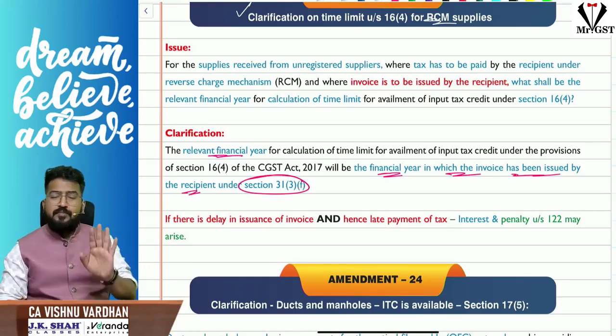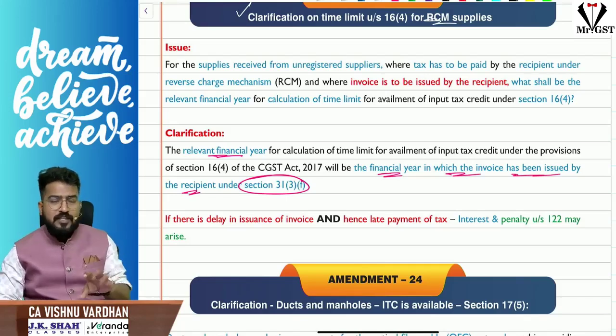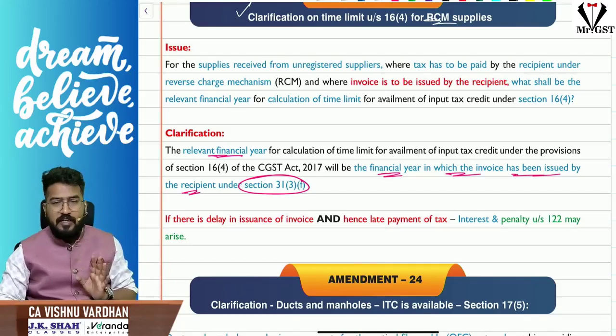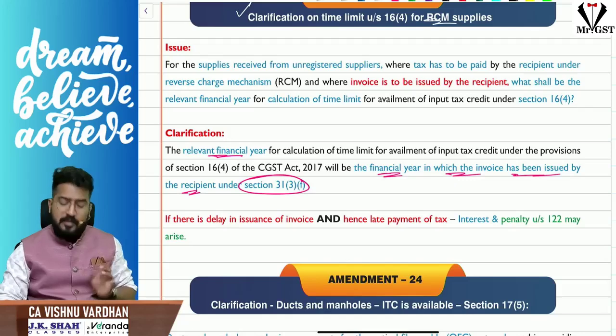Simple. Just like the supplier has to raise an invoice, the recipient has to raise an invoice. And when the recipient has to raise the tax invoice, whichever financial year he is raising it in, from that the recipient has to calculate the time limit for availing ITC. So he has an obligation to raise the tax invoice under section 31 time limit that he has to follow, and accordingly ITC should be taken.